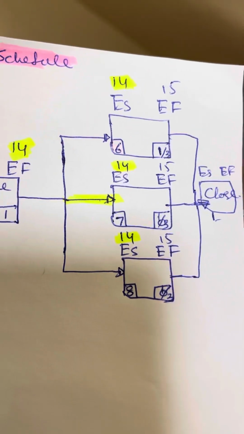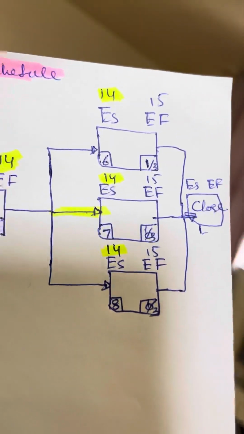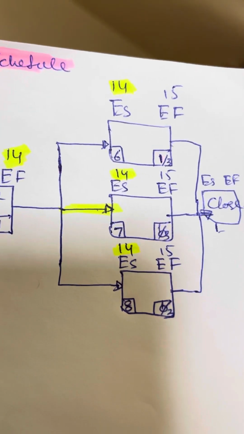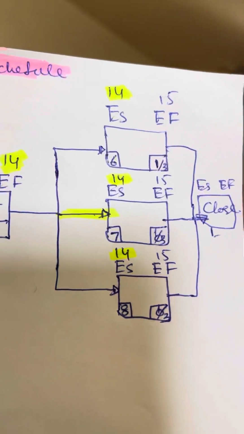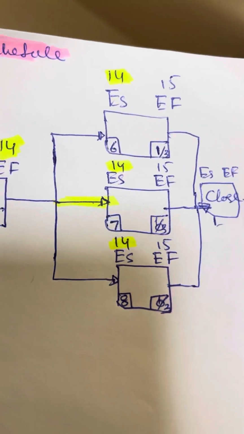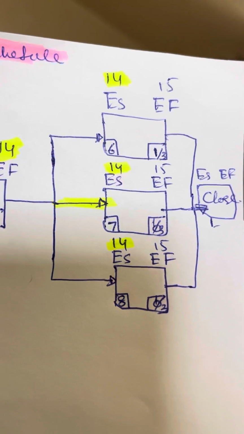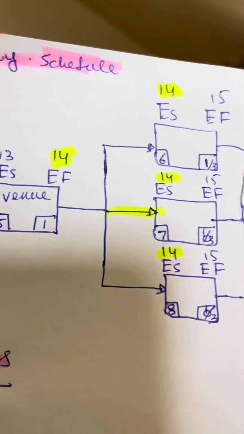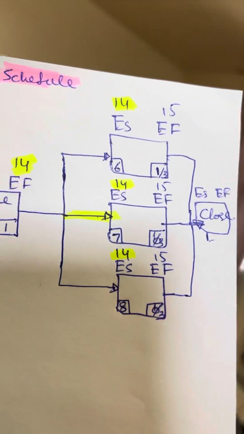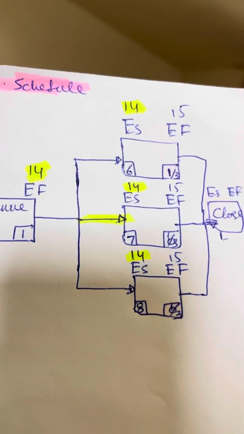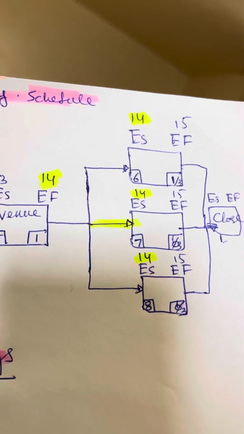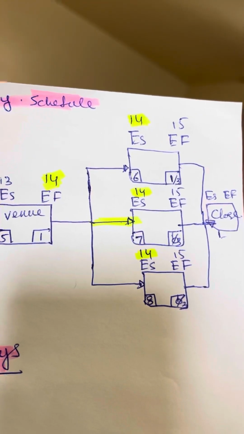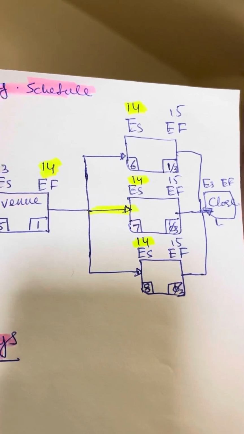So for all these 3 activities, the earliest start is day 14, and it's 1 day for all these activities. So the earliest finish for these 3 activities will be day 15 up to evening. And then on the other day it's a closing. So usually we close. What I put here is the earliest start for the closing is day 15, next day, and it's one day, so earliest finish will be 16.